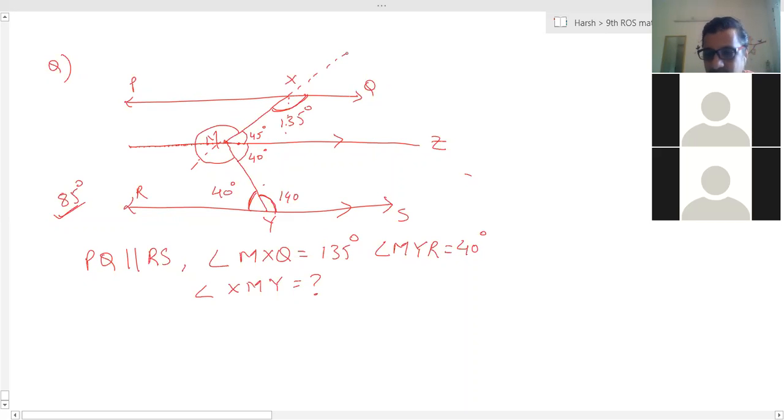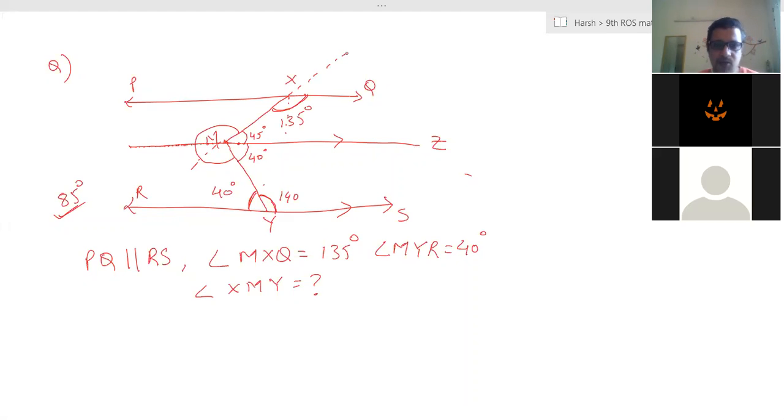Everyone please respond. Otherwise, Kaushal, you come online. Yes, sir. This PQ is parallel to MZ because we have drawn a line parallel to RS. Correct? So now this is a transversal. So this is 135. So this angle will be 180 minus 135, because it's a co-interior angle, right?